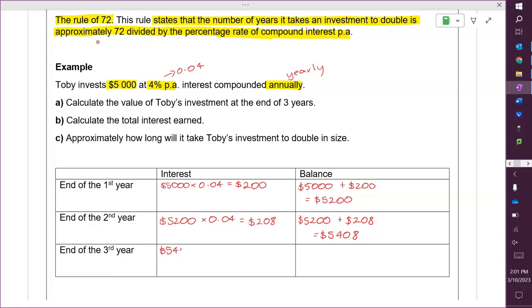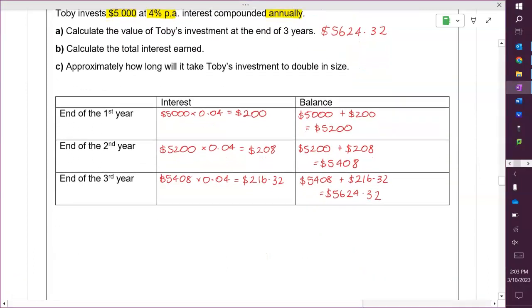So 5,408 times 0.04 gives us 216.32, and our balance would be 5,408 plus 216.32, leaving us with a balance of $5,624.32. So calculate the value of Toby's investment at the end of 3 years. That would be $5,624.32. So if we put this down here, we'll put it all in together.